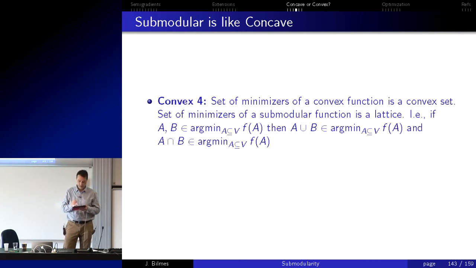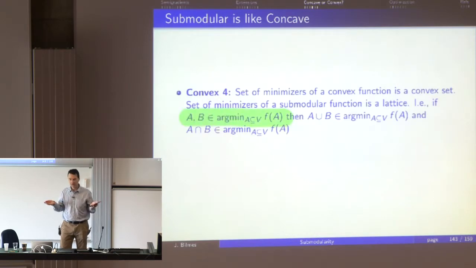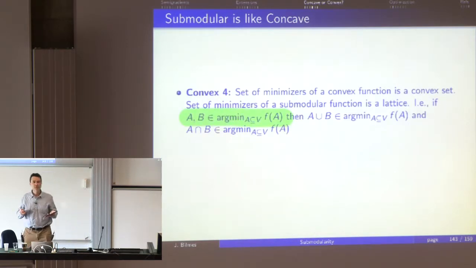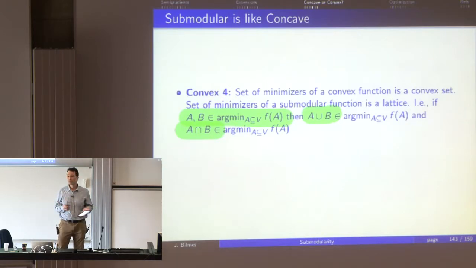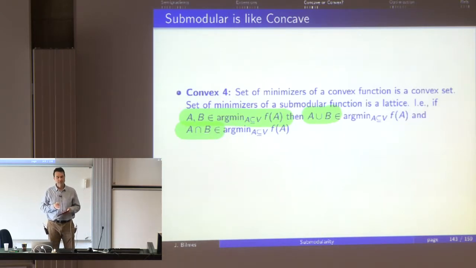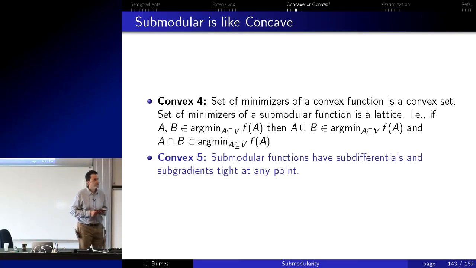What that means is that if you take any two minimizers, and there doesn't need to be more than one, but oftentimes there is more than one minimizer, then the union of those two is also a minimizer, and the intersection of those two is also a minimizer. So minimizers are closed under union and intersection. That essentially gives you a Boolean lattice of minimizers of a submodular function. And also, like convex functions, submodular functions have subdifferentials that are tight at any point.